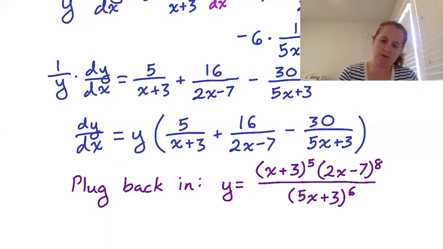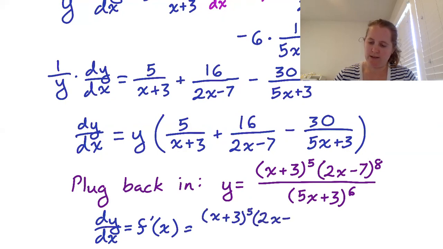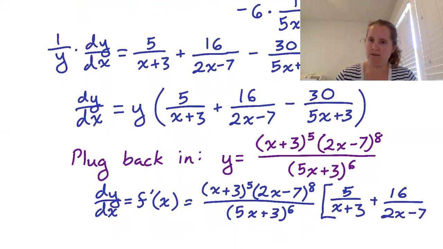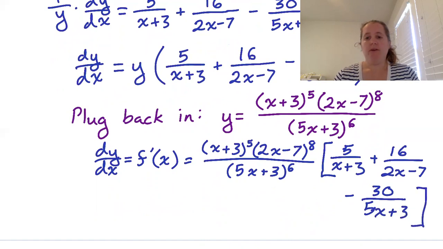And we have, therefore, that y prime or dy/dx, originally our f prime of x, is equal to (x plus 3) to the 5th times (2x minus 7) to the 8th all over (5x plus 3) to the 6th, times 5 over (x plus 3) plus 16 over (2x minus 7) minus 30 over (5x plus 3). We could at this point distribute, do a little simplifying, etc. But this is what we wind up getting as our derivative.